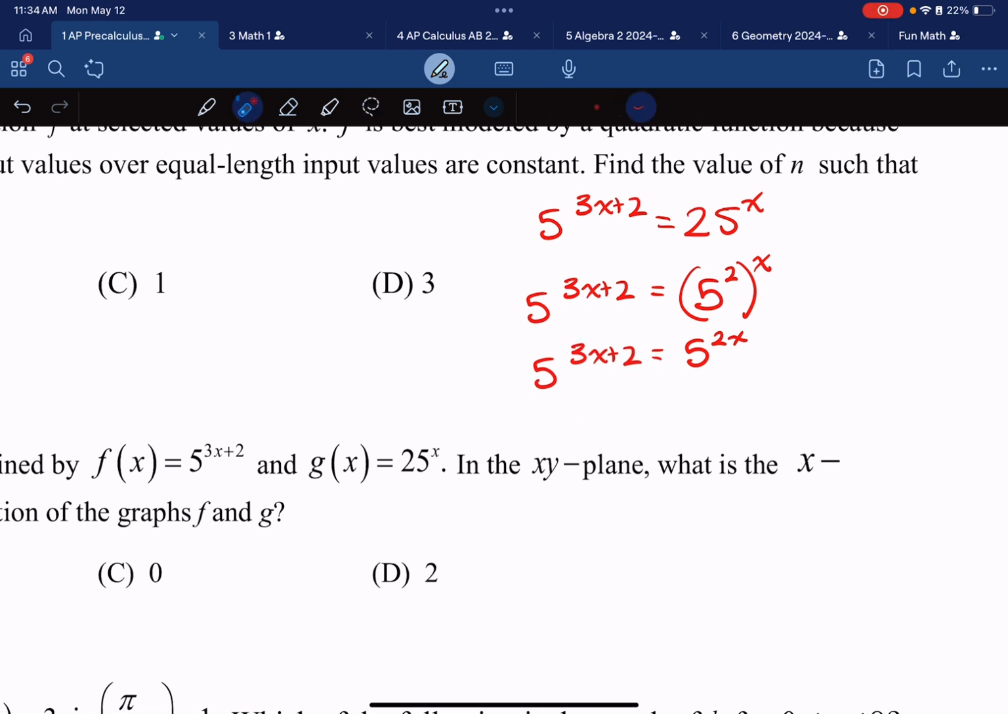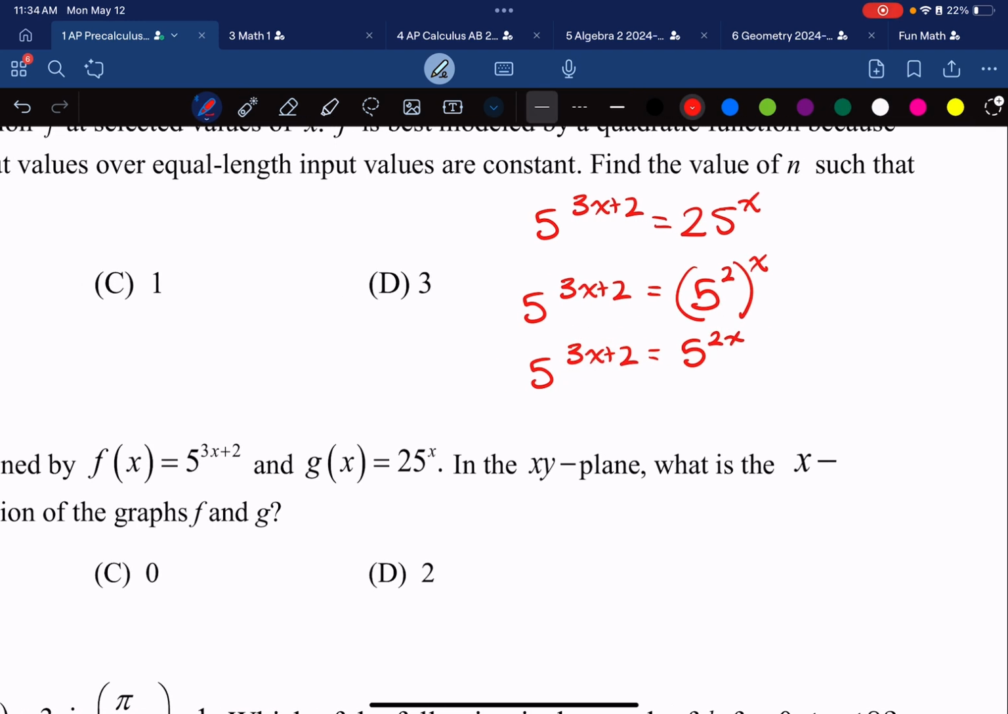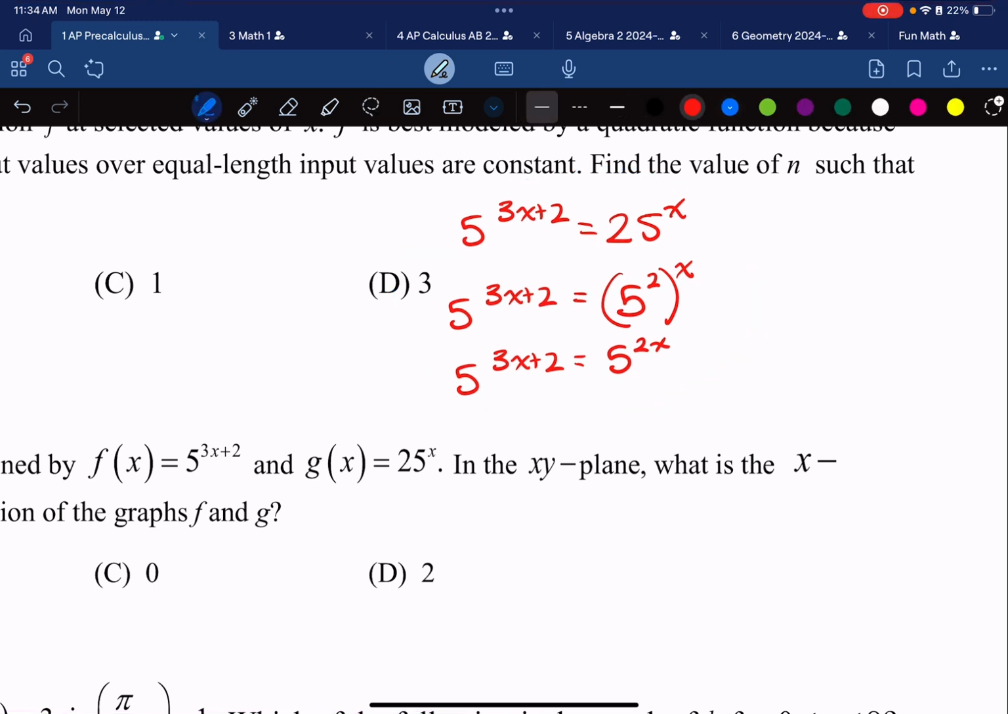From here, now that I know that the bases are the same, the only way for me to have an equal sign is if the powers are also the same. So I can make another set of equations. Let's move all these over to give me some more room. You guys move right there. And I can say, well, that means that 3x plus 2, the power on the left, needs to be equal to the power on the right, 2x.